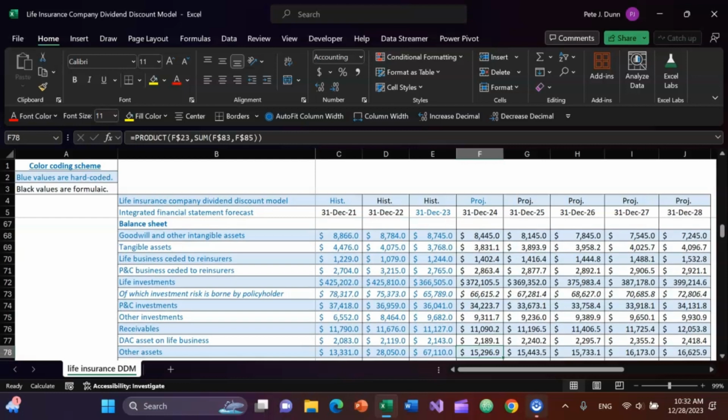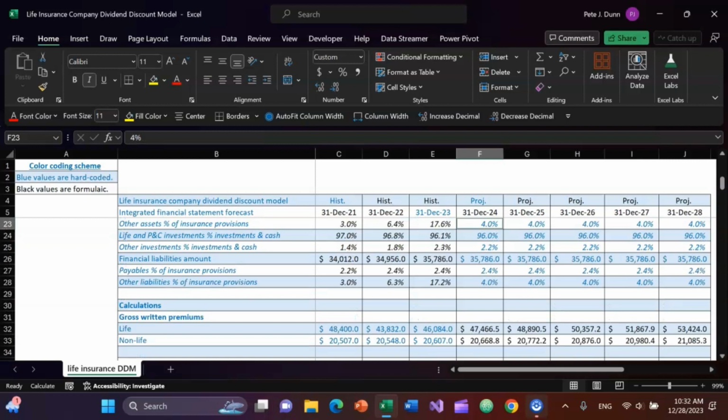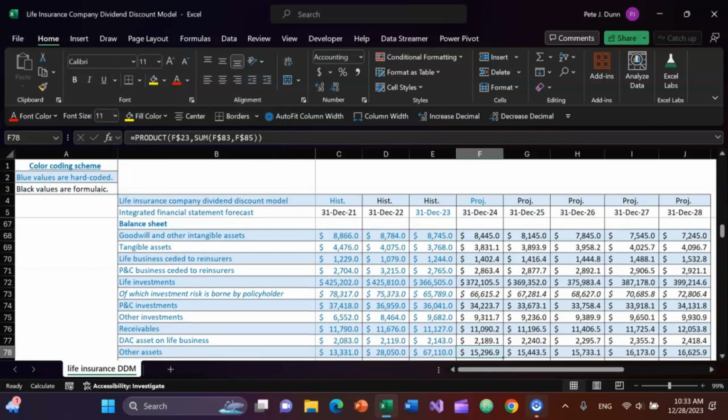Other assets are a product of the assumption in row 23 times the sum of the insurance provisions, not including those unit link provisions borne by the policyholder. So I can do Control Left bracket. And as a percentage of insurance provisions, we assume other assets are 4% of that in this model. I have that hard coded throughout the forecast. F5 enter to get back.